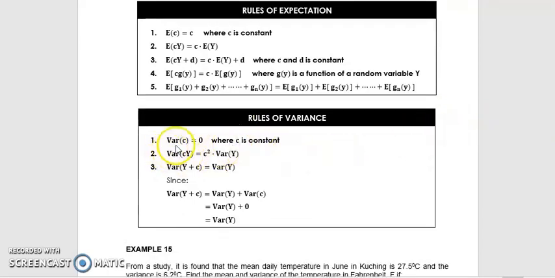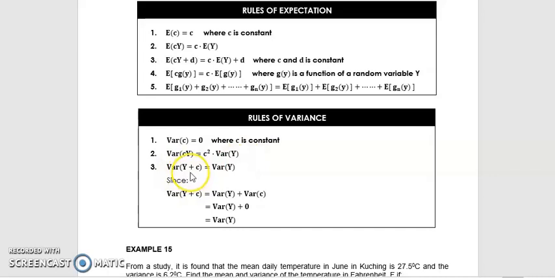If the variance of C, where C is a constant, the variance of a constant is equal to 0. For example, the variance of 5 will be equal to 0. The variance of CY, again C is a constant, is equivalent to C squared. So remember here, for the variance of CY, you must square the C. So C squared multiplied by the variance of Y.